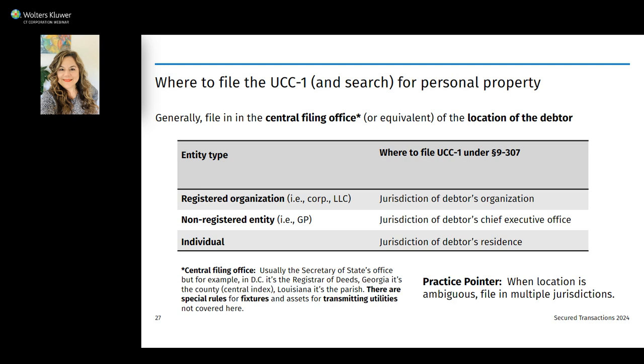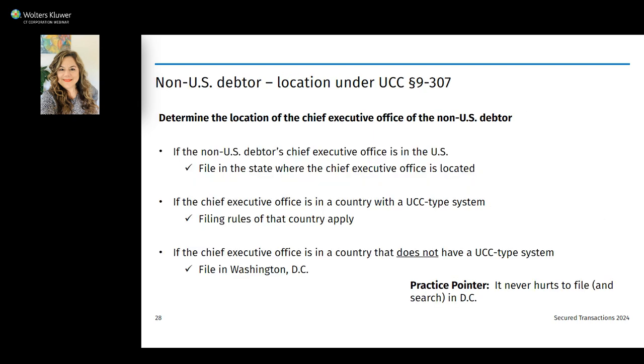Now, there's a couple variations of the central filing offices that I mentioned earlier, and you can look at the note here. If by any chance any of these locations seem ambiguous to you, especially in terms of the chief executive office or where someone lives, it doesn't hurt to also put your belts and suspenders on and add those additional locations to file in those other locations as well. In other words, it doesn't hurt to file two UCCs, one in California and one in Florida, if that person spends half and half their time there.